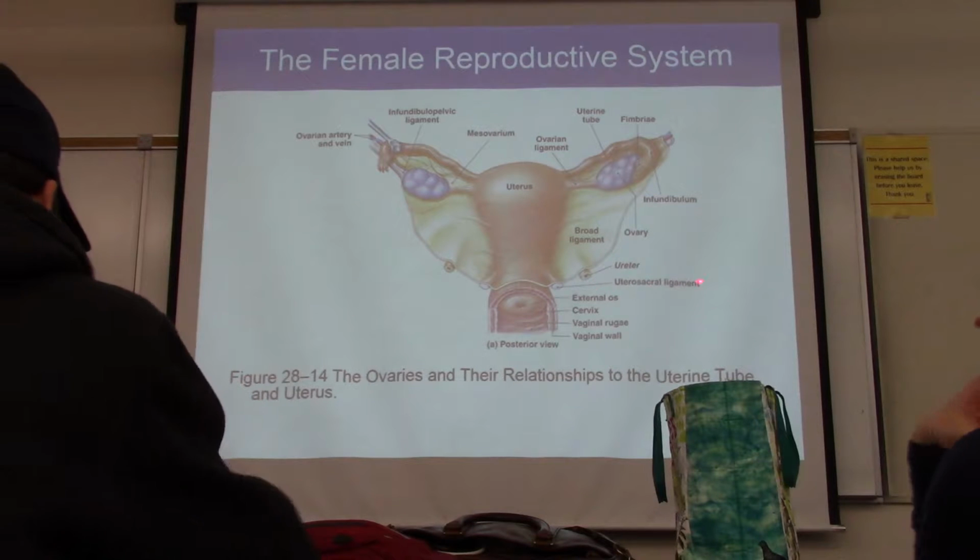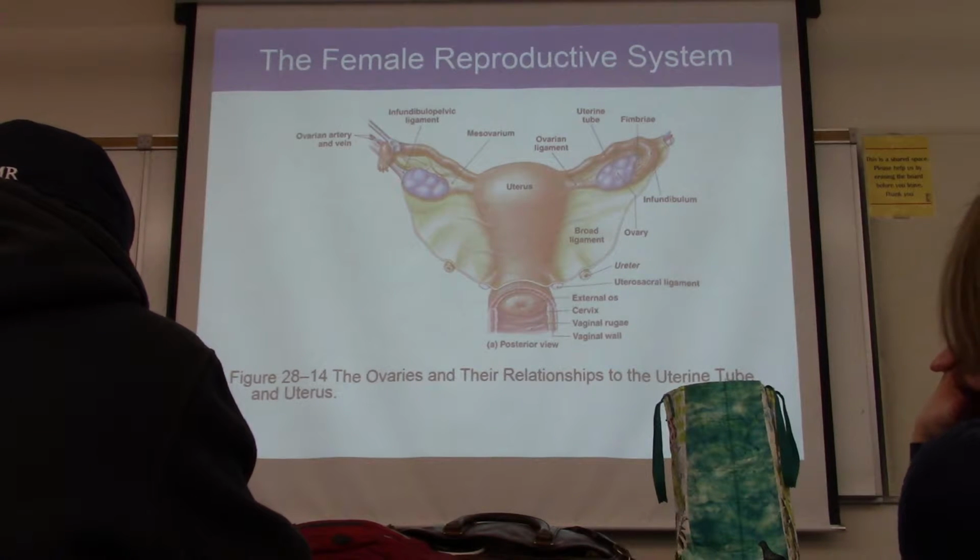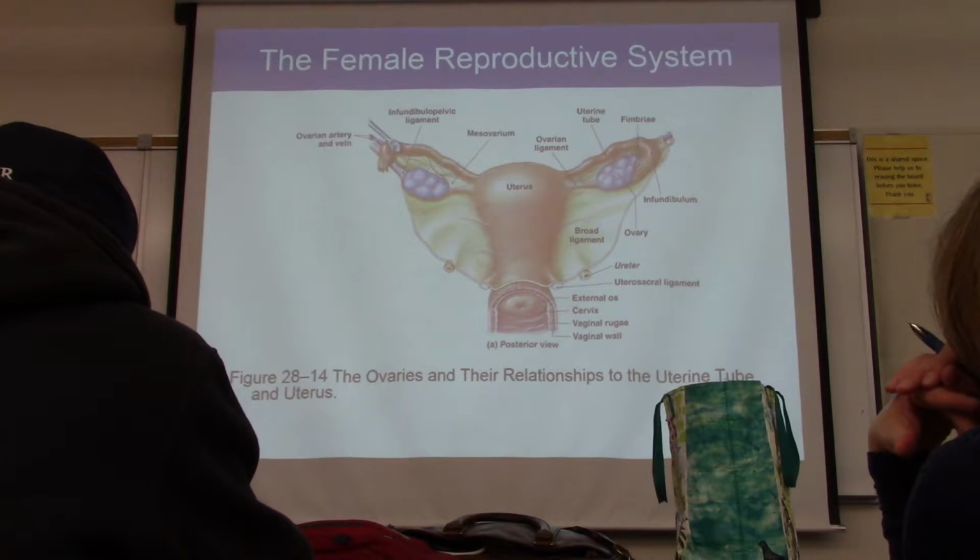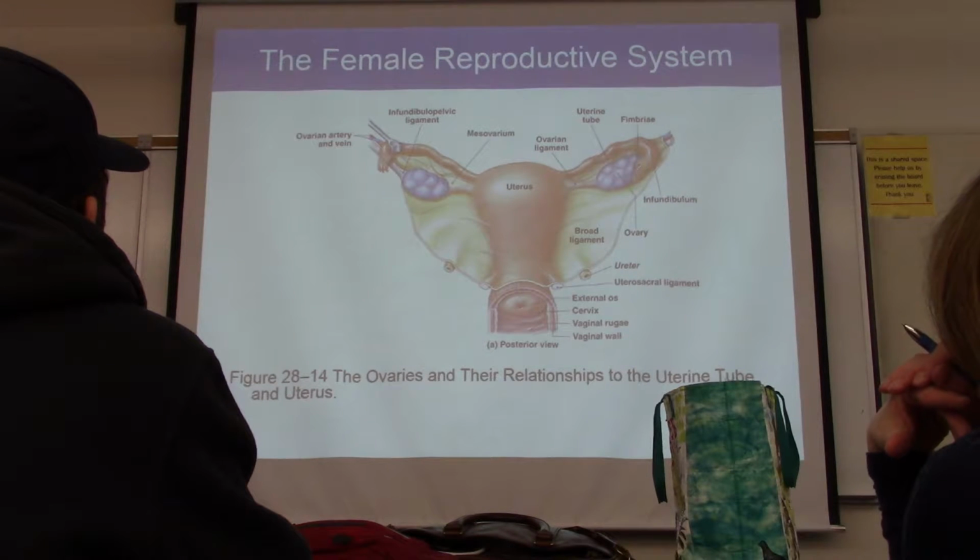This is the uterosacral ligaments. The uterosacrals do just what they say. They attach the uterus to the sacrum, keep it from moving front to back.